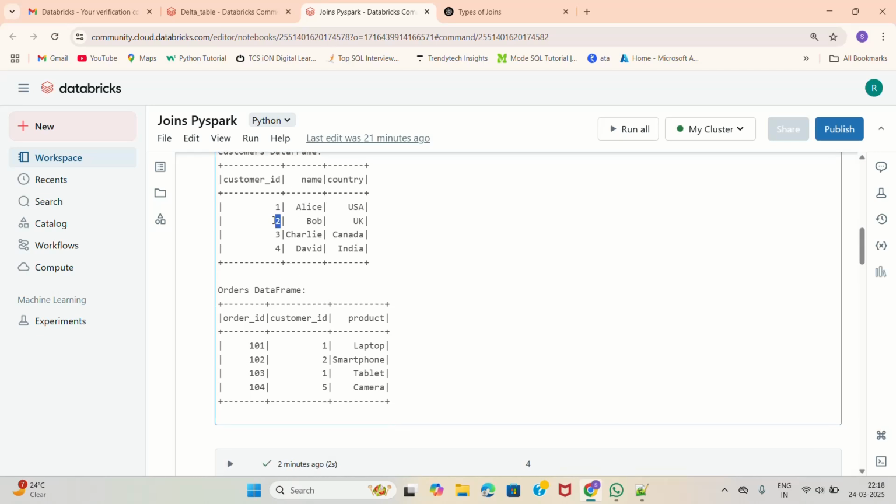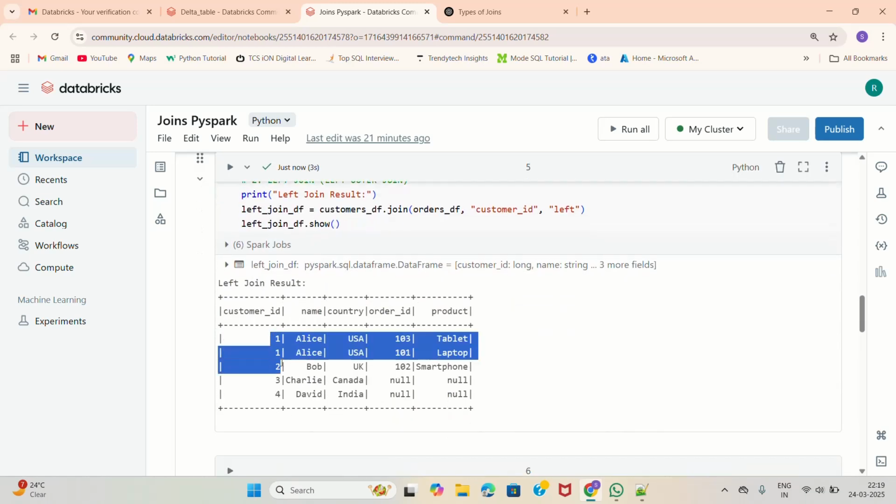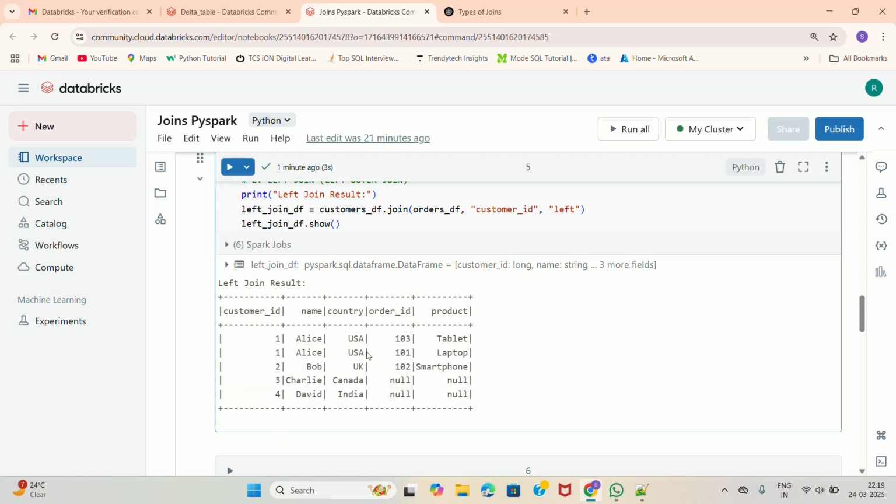All the records, in the sense four, will come. The matching records, how many are there? Only two. Now come here. See, one, one, and the rest of the two. So total five records. So all the records from the left table plus the matching records from the right table. This is the definition, so based on that only we are getting this.